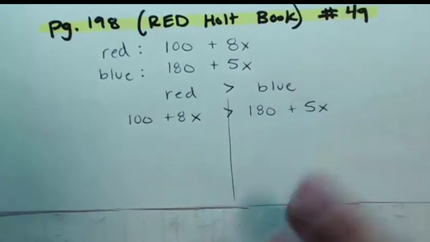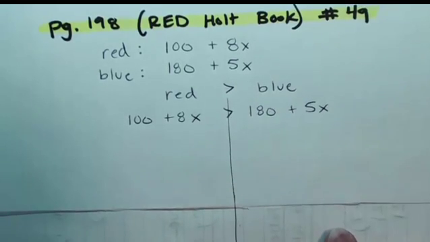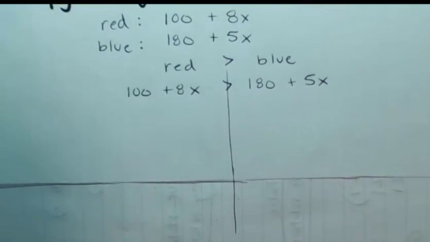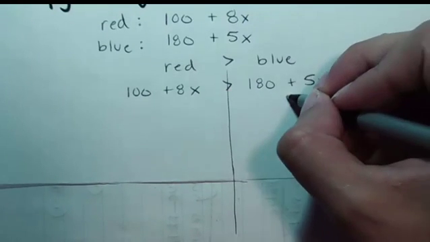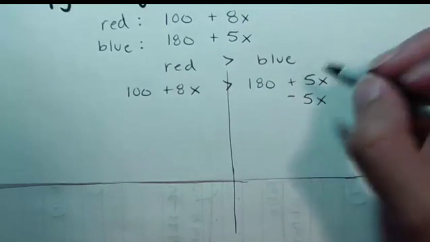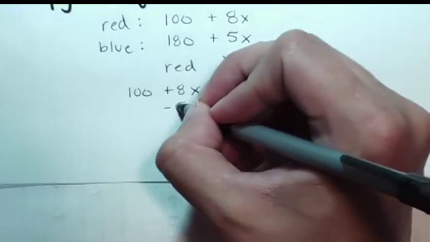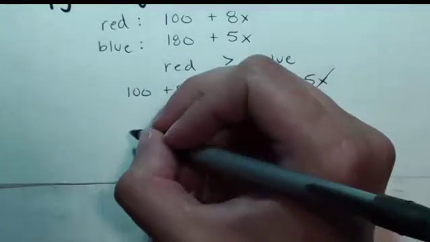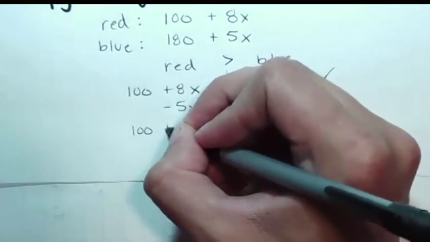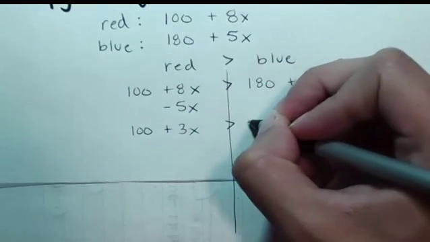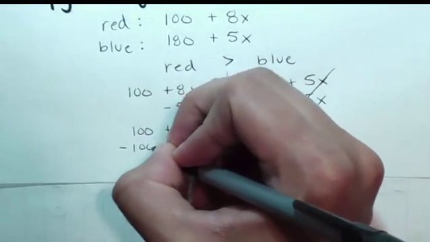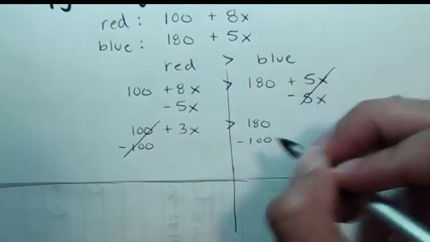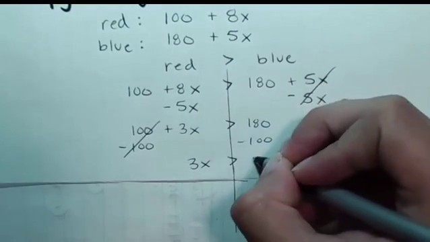So now if I go ahead and solve this, just like what we did yesterday, okay? No distributive property. Let's move our variables to one side. I'm going to go ahead and move the 5x, so minus 5x on the right side, minus 5x on the left side, which leaves me with 100 plus 3x is greater than 180. Then the next step here is I'm going to subtract 100 on both sides. And that leaves me with 3x is greater than 80.